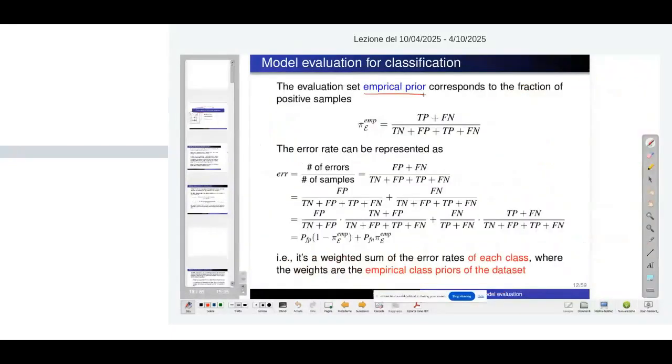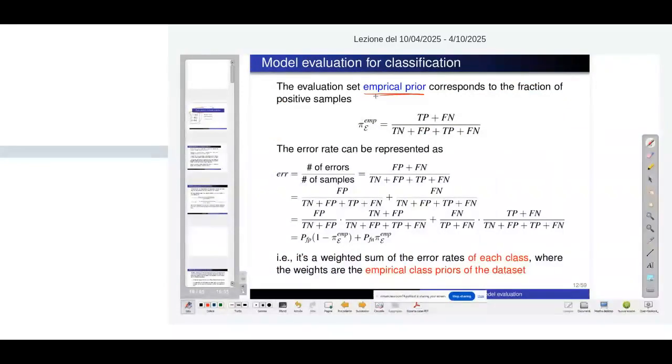Now, the empirical prior, on the other hand, we said represents, well, for a binary problem, the fraction of samples of class 1. For a multi-class problem, we have a prior probability for each class. They must sum up to 1. What does the empirical prior represent? The fraction of samples in the data set for that class. Remember, when it's empirical prior, it's the fraction of samples.